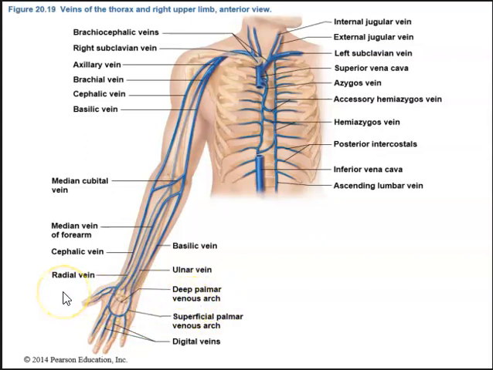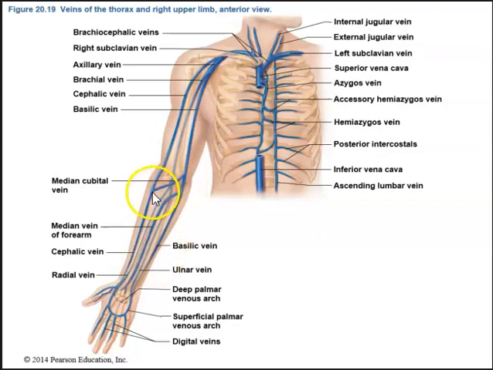The deeper veins include the radial vein, located laterally along the radius, and then we have the ulnar vein, located more medially along the ulna. Superficial veins that we'll see more laterally, we have the cephalic vein here, and then more medially we have the basilic vein here. And then we have that median vein of the forearm located here. The median vein of the forearm will drain into the basilic vein.